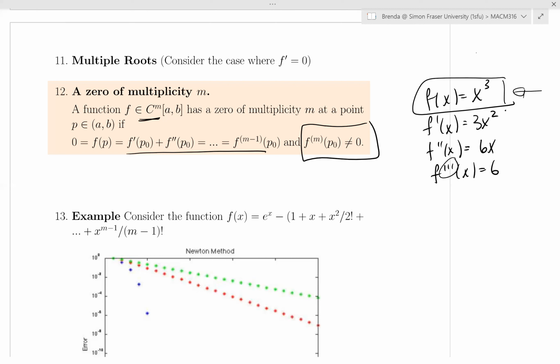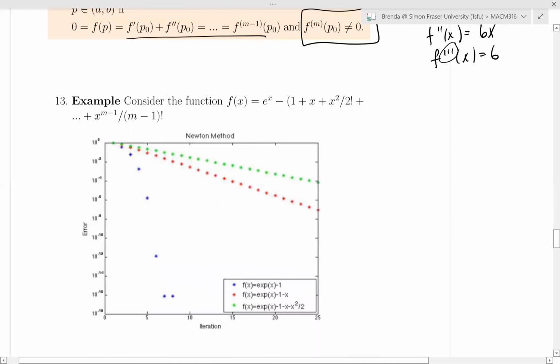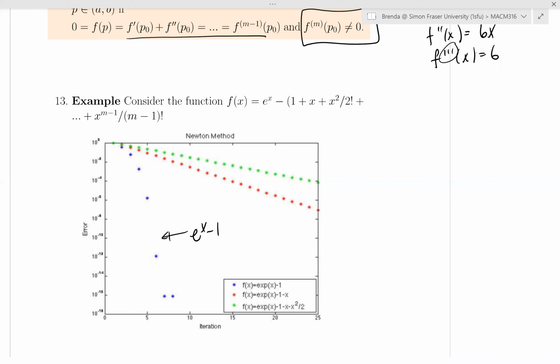That situation does not work as well when you run Newton's method. So here's an experimental demonstration of that produced by MATLAB. We consider this function here, e of x minus the m minus first Taylor polynomial for e of x. Why are we doing that? Well, because this function right here, which is looking like what we'd expect, e of x minus 1, there, that function.